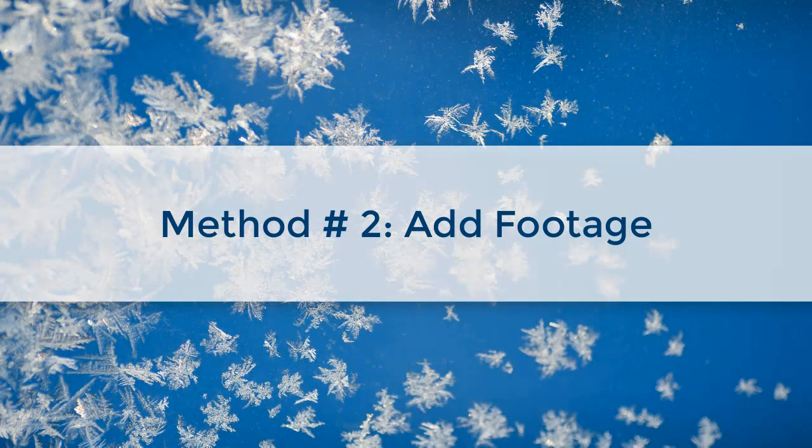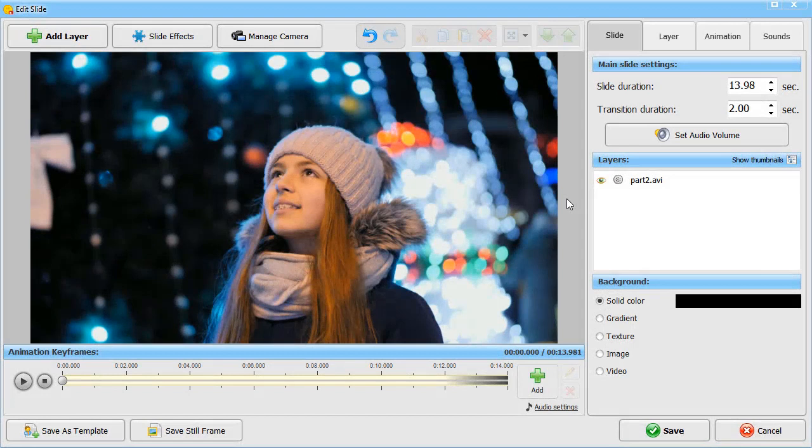The second technique involves overlaying your video with pre-made snow footage. This is an easy technique, but you'll need to download a snow effect video first. Make sure to choose a video with snow against a black background. Let's begin. Here we already have a slide with our video on it.